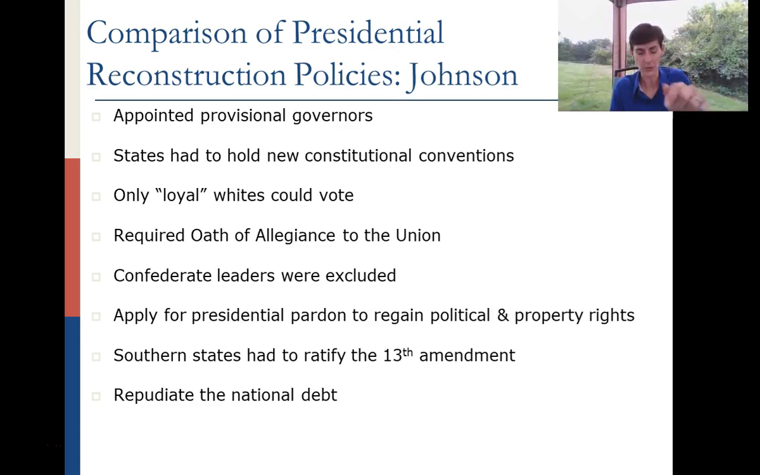Ask me about that in class. We'll talk a bit more about that in class. And all states had to declare their ordinances of secession illegal.